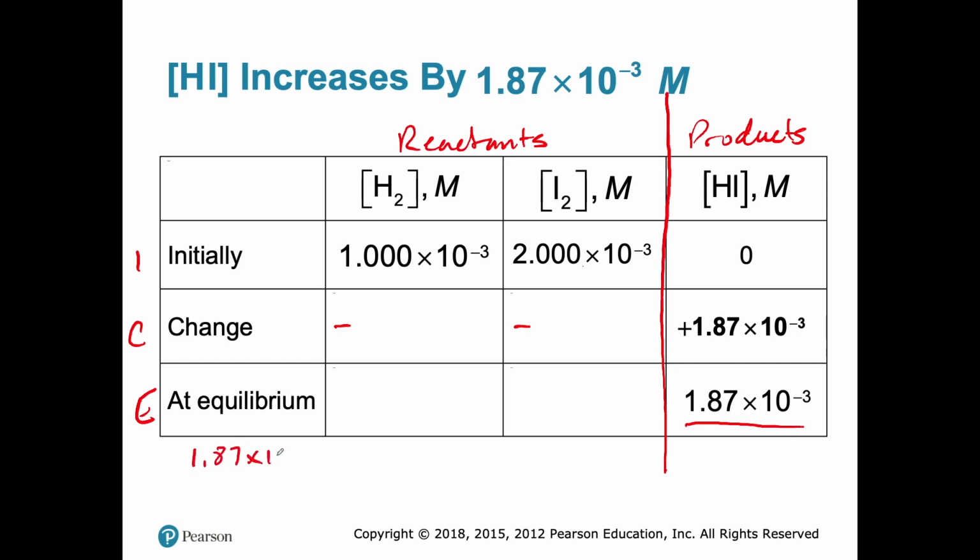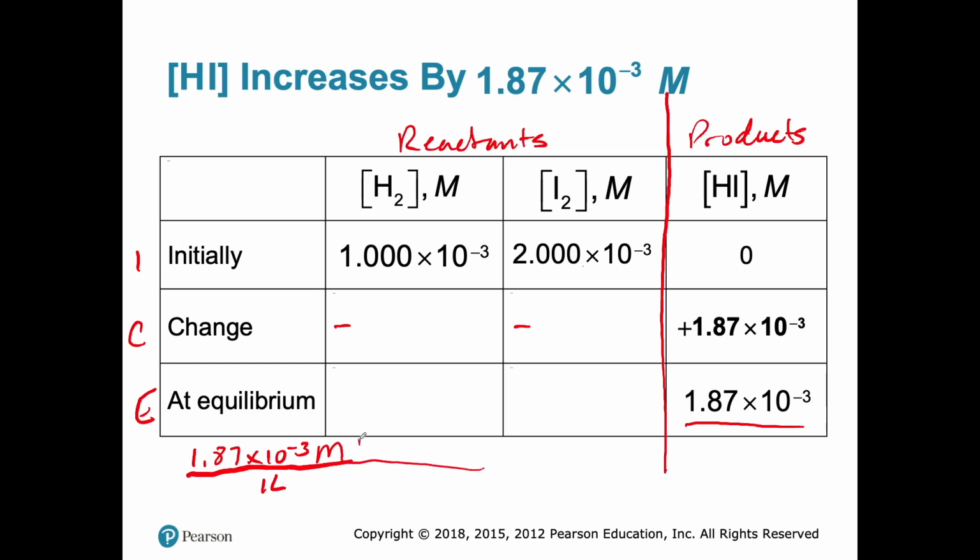1.87 times 10 to the negative 3 moles of hydrogen iodide, right? But remember when we say molar, like big M molar, what does that actually mean? That means number of moles over liters. That's a concentration. So we can easily put it over 1 liter right there, just like that, okay?